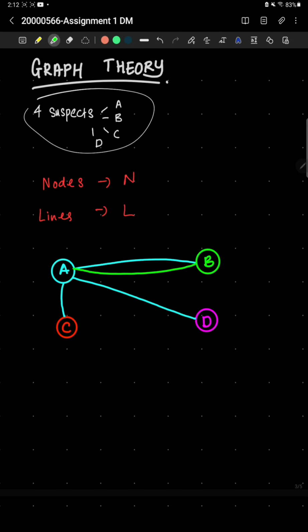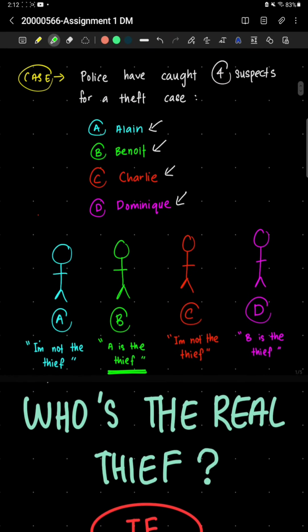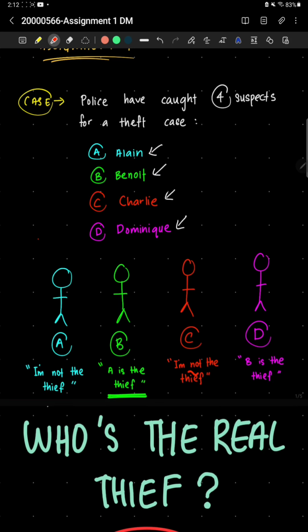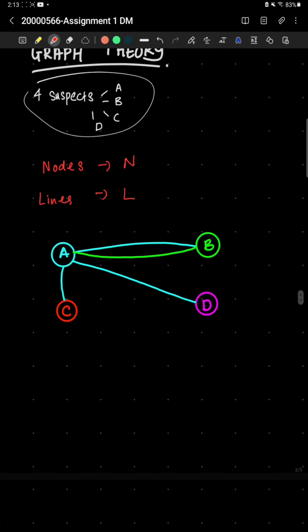Okay, done. Next, the third suspect is C. C is Charlie. Charlie said, I am not the thief, the same as A. So that means C is accusing A, B, and D. Sorry. Okay, so C is accusing A, B, and D.